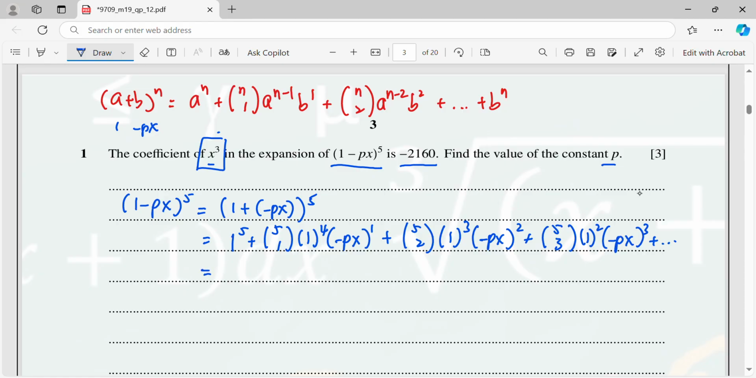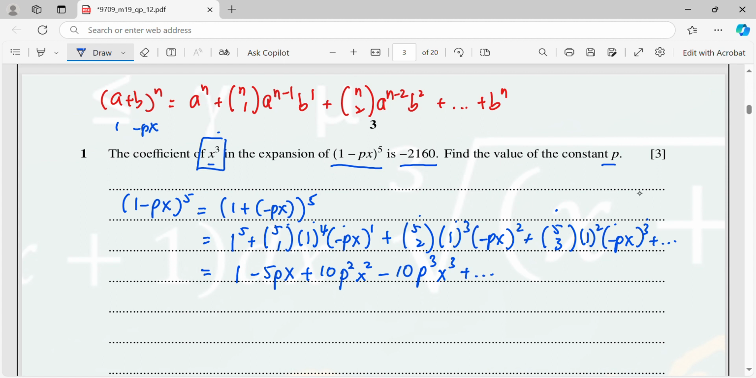When I simplify, the first term is 1. The second term, 5C1 is 5, 1 to any degree is 1, and there is a negative px here. Therefore, I will get negative 5px. The next one is 5C2, which gives 10, then 1 cubed is 1, and the square of minus px is positive p squared x squared. The same goes for 5C3, which is positive 10, but because of the cube of the minus here, it becomes a minus. So I will get minus 10p cubed x cubed.